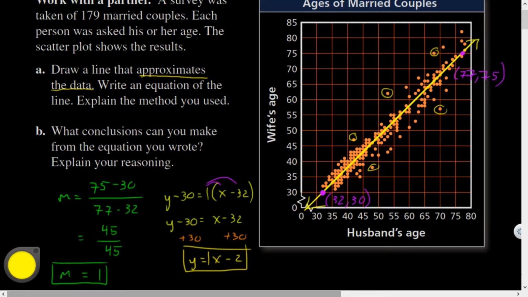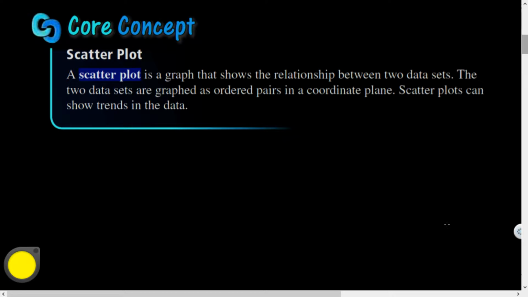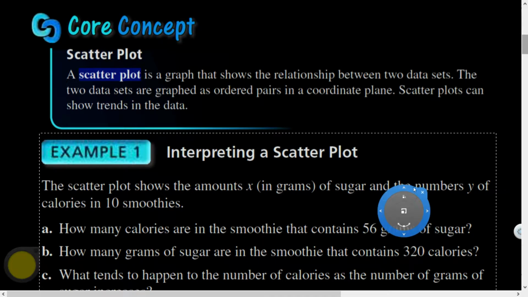Let's jump down to example 1. I'm going to skip exploration 2. Actually, I'll talk about scatter plots first. A scatter plot is a series of data points that are represented on a graph as ordered pairs. So a scatter plot is a graph that shows the relationship between 2 data sets. The 2 data sets are graphed as ordered pairs in a coordinate plane. Scatter plots can show trends in data, okay? So it can give us a relationship that we can start to predict and recognize when we look at that graph: there appears to be a trend or relationship here.